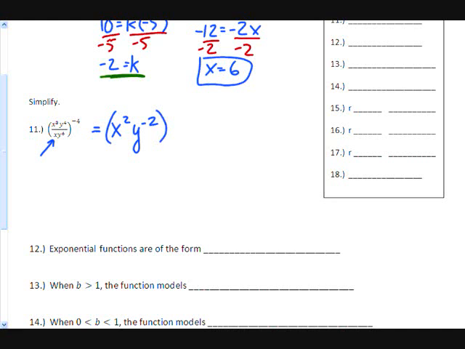And now that whole thing is being raised to the -4th power. When I raise something to a power, I multiply the exponents. So that's going to be an x to the -8th, y to the +8th. And now the last thing I do is take care of negative exponents. I have to send that negative exponent to the denominator. So I make it y to the 8th over x to the +8th. And that's it.